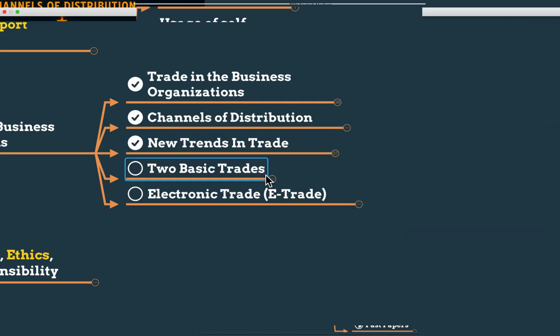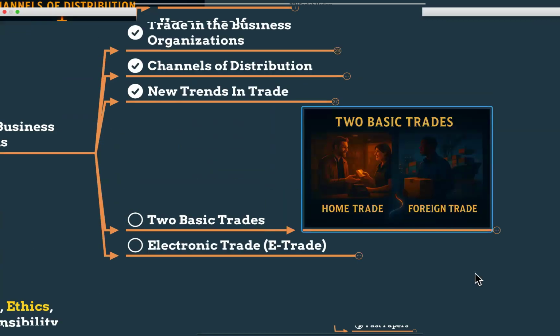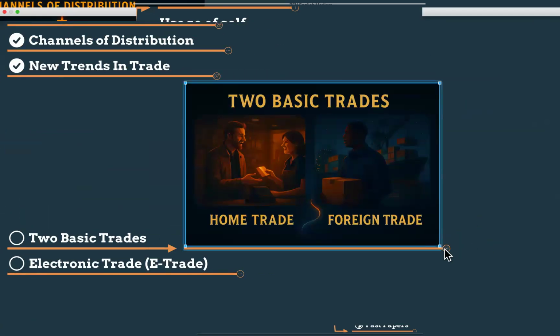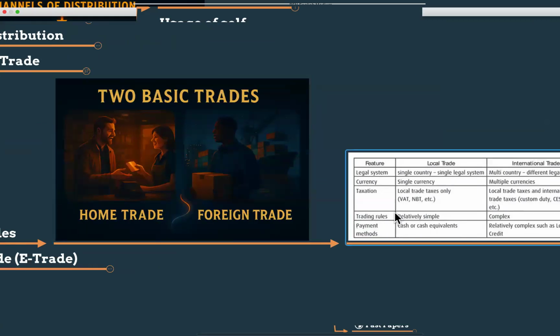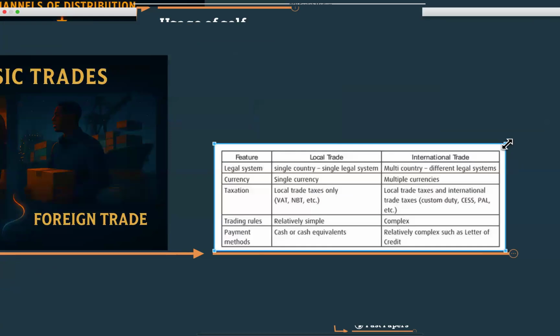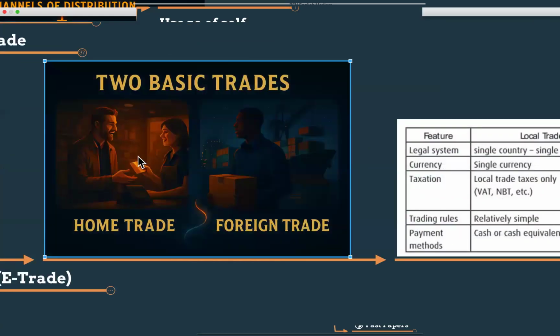So now let's move to the two basic trades, right? Let's talk about the two basic ones, that is local trade or foreign trade, or sometimes we can call it home trade as well as foreign trade, right? So I'm gonna explain to you, my dears, in a little bit of time.